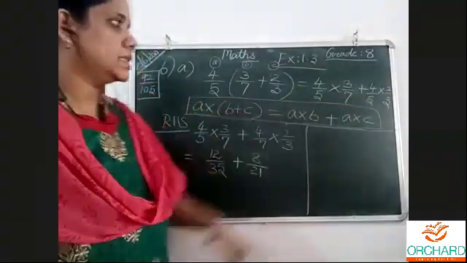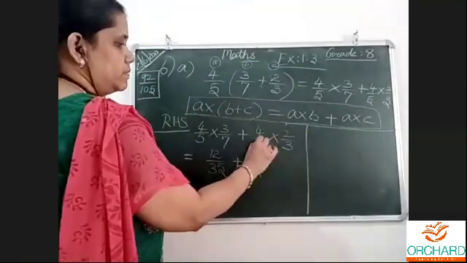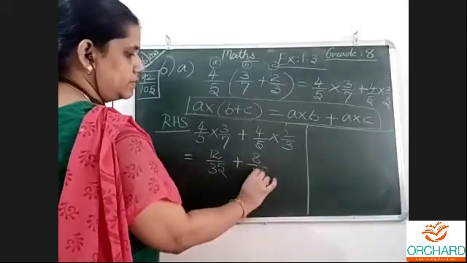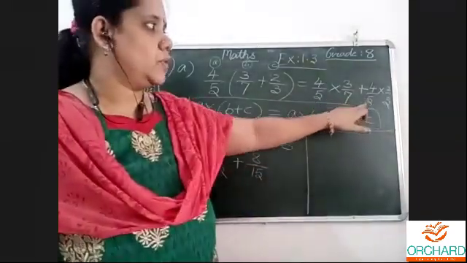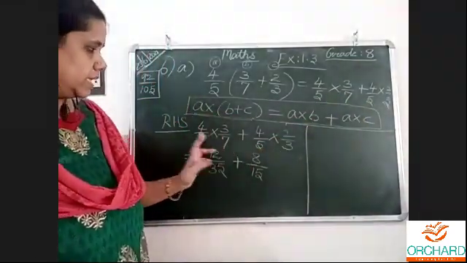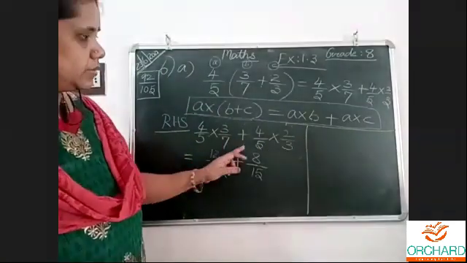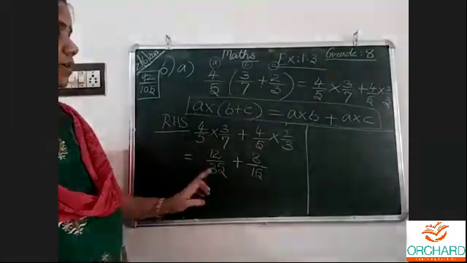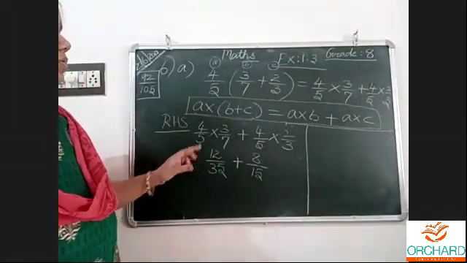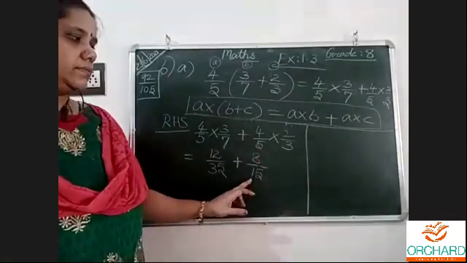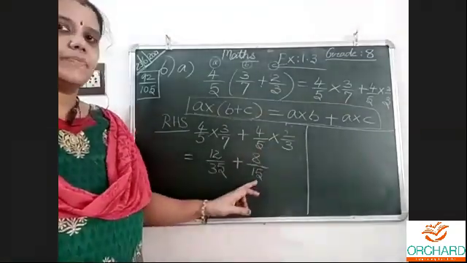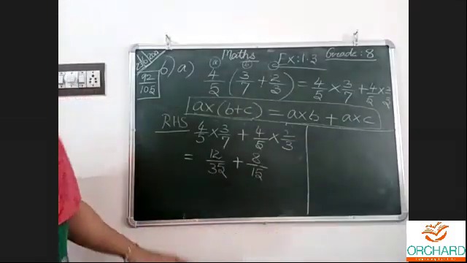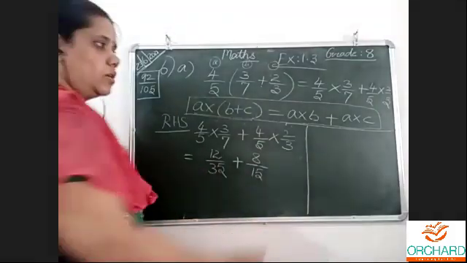4 by 5, sister, I wrote 4 by 7 by mistake, sorry. In the question, see, it is 4 by 5. I will check once more. 4 by 5, correct. 4 2s are 8, 5 3s are 15, 4 3s are 12, and 5 7s are 35. Okay. So 35 and 15, I need to take the LCM and solve.